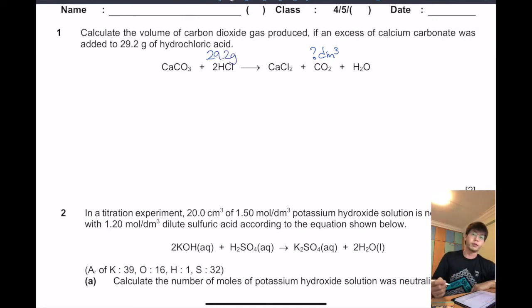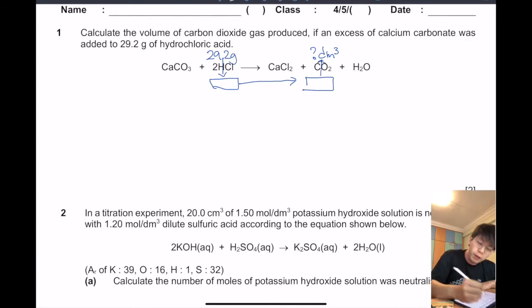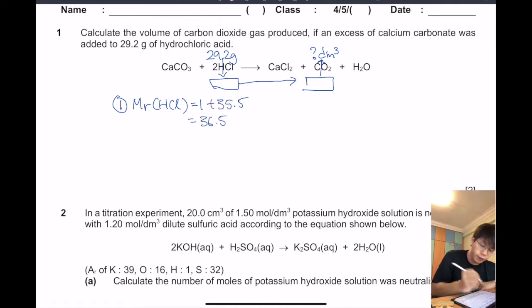So this is a very familiar thing that we need to do. I want to go from 29.2 grams to find the question mark dm cube. So what I need to do is go down. Going down is divide. Going across is mole ratio. And going up is multiply. Alright, so let's do our steps. Step 1. I need to find the MR of HCl. Reminder, not 2HCl, but MR of HCl equals 1 plus 35.5 equals 36.5.